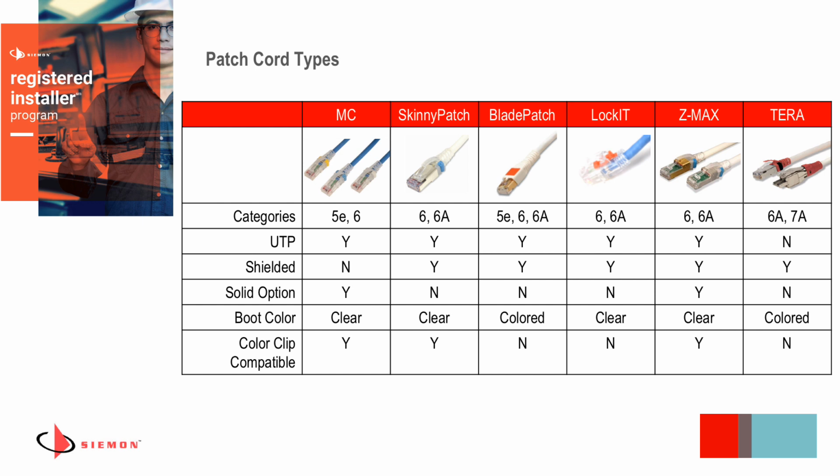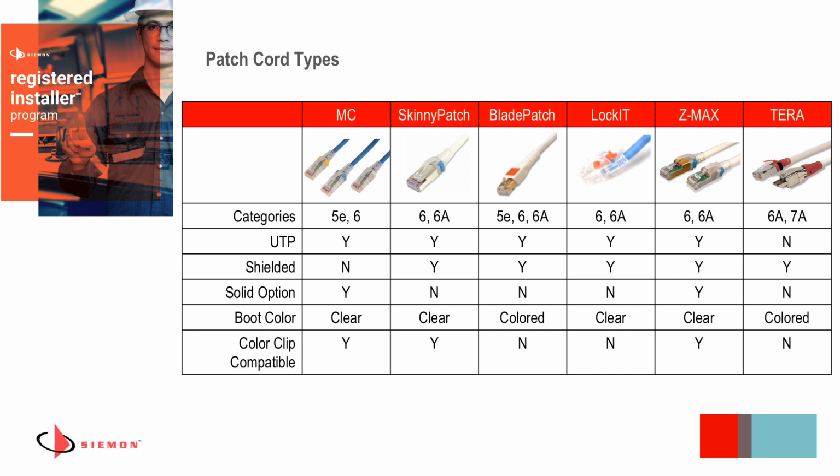Again, it's really designed to be used just in the telecommunications room or work areas, and features a clear boot, but not the same boot as our MC and skinny patch cord, so it's not able to use the color-coded clip. The ZMAX are the standard patch cords for category 6 and 6A. So it doesn't have a lock or a blade patch or a skinny feature. It's just category 6 and 6A basic designs, available in UTP and shielded, with a solid cable option if you did want to use solid cables for a cross connect in a ceiling type of application, with a clear boot and the colored clip capability.